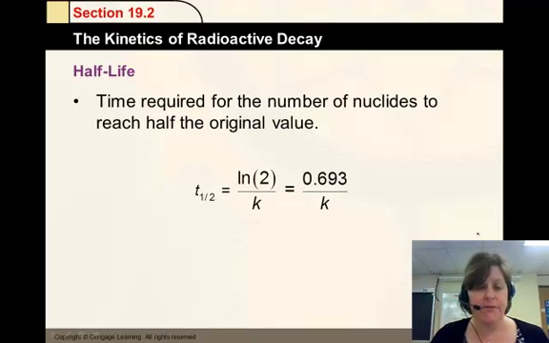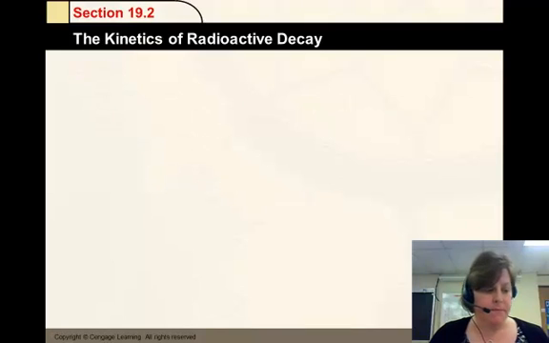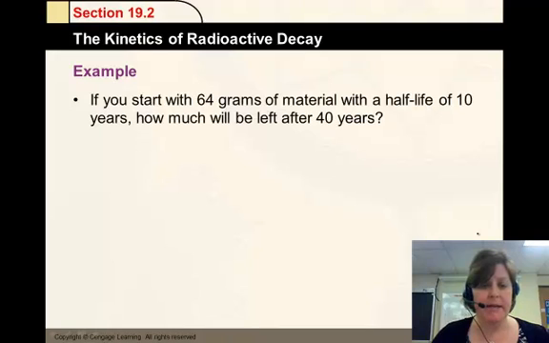The half-life for first-order reactions is listed here. And earlier, remember, we talked about order of reactions from integrated rate law, and I think this was also listed on that page, which is very helpful in that particular chapter. Okay, so let's look at an example of radioactive decay. If you start with 64 grams of material with a half-life of 10 years, how much will be left after 40 years?